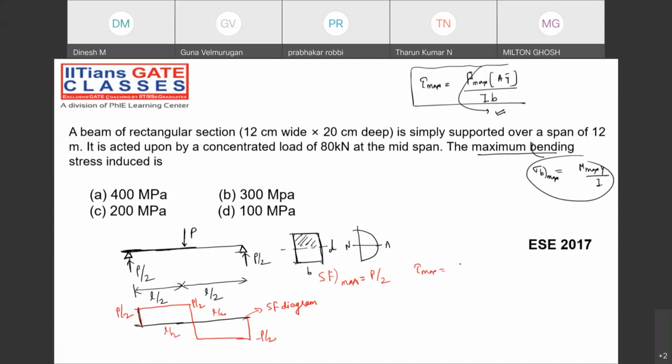Tau maximum will be, P maximum is P by 2. Area will be B into D by 2. What is the Y maximum? See, it is D by 2 to again half, D by 4, divided by I. I is B D cubed by 12. And what is B? B only. So what answer are you getting? Check it out.